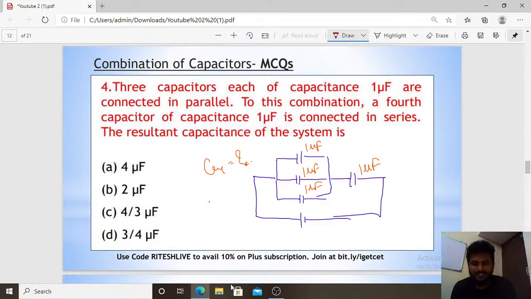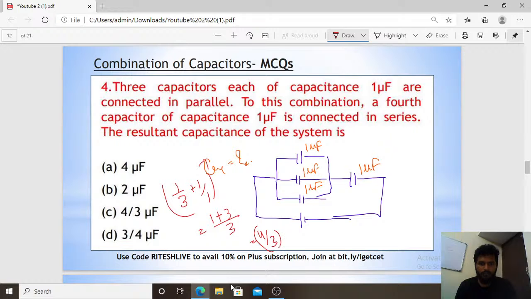Good Yashasvi. Super. When they are in parallel you directly add, that is 3. Then connected in series, that is 1 by 3 plus 1 by 1, whole inverse, right? So you know the concept, Dhananjay. This is 1 plus 3, that is 4 by 3, inverse. So the answer is 3 by 4. So equivalent capacitance is D.